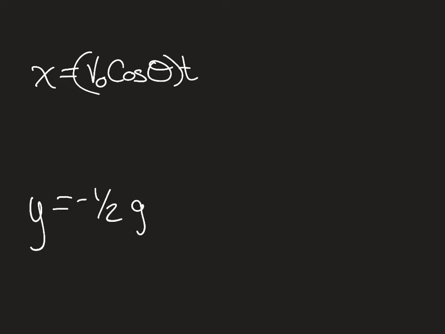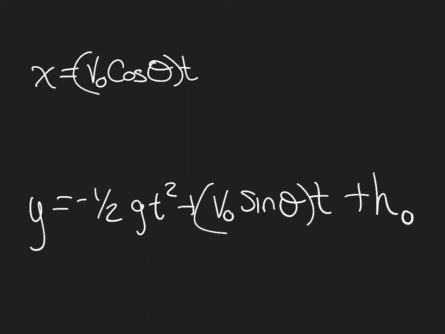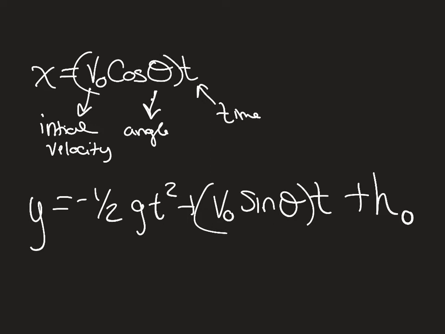We have x equals v naught cosine theta times time. And we have y equals negative 1/2 g t squared plus v naught sine theta, all times time, plus h, and I'm going to put a little naught down here. So the subscript 0 means naught or initial, and v stands for velocity. So this is my initial velocity. This is the angle the ball or whatever was hit, launched, whatever. And this is t, which is going to be my time.